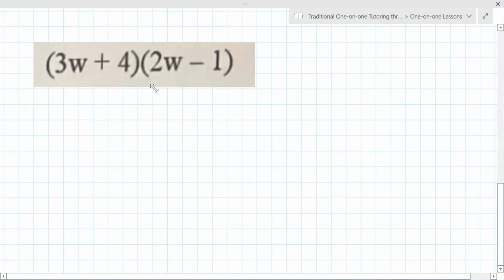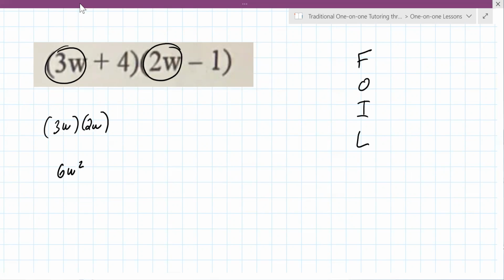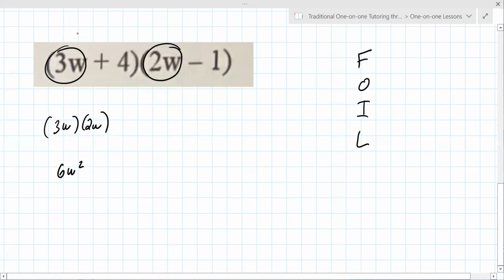Okay. All right, so FOIL, first times the first. So you're going to take this 3W and multiply it by 2W. And if you need to, you can write that 3W times 2W, and that becomes 6W squared. And that's the F. Now we're going to do the O. The O is the outside, the 3W times the -1. So that becomes minus 3W. That's the O, the outside.